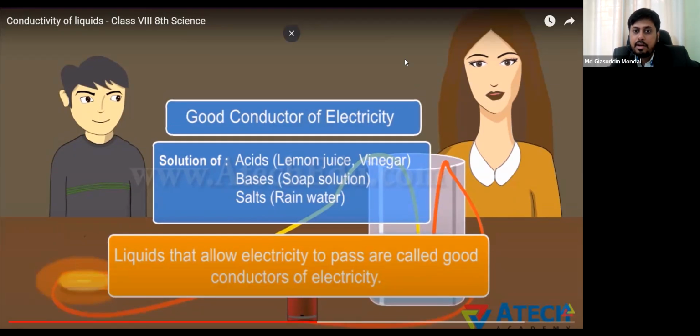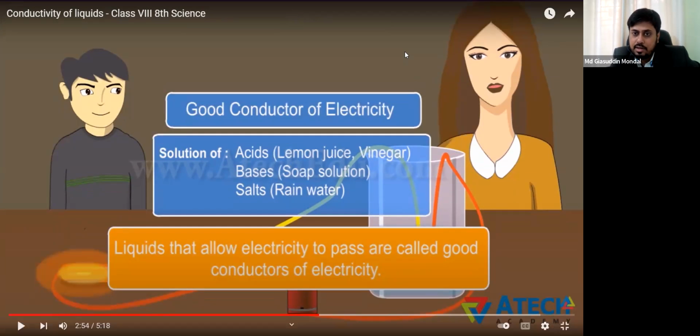So that's why lemon is called an acid. Lemon juice and vinegar contain acids, like CH3COOH. So that's why it's a good conductor of electricity. On the other hand, bases in soap solution will have OH minus. In the salts, there will be rainwater. So that's why they are also good conductors of electricity. Liquids that allow electricity to pass are called good conductors of electricity. But all the liquids are not good conductors of electricity.